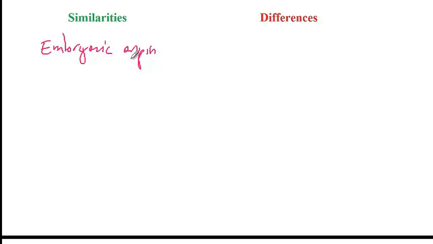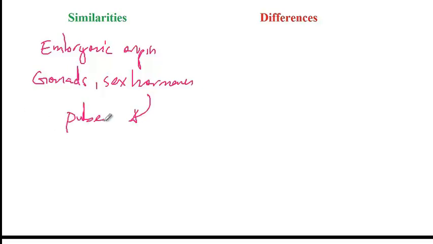Both systems also contain gonads, which is testes in males and ovaries in females, and they both also produce sex hormones. Like for instance, androgen and testosterone in males versus estrogen and progesterone in females. The secretion of these sex hormones induces maturation of male and female reproductive organs. So sex hormones in both males and females lead to puberty and sexual development. Again, both male and female will undergo meiosis.